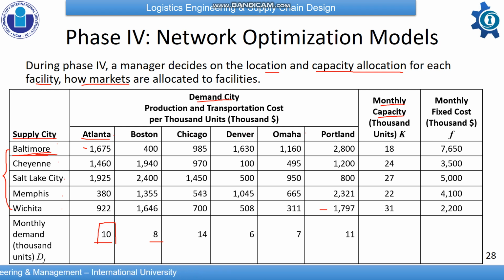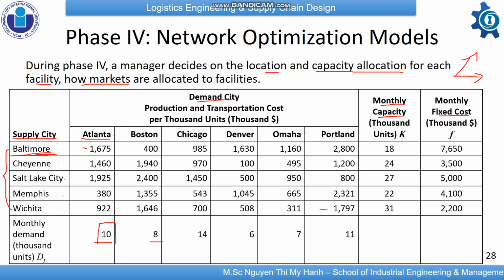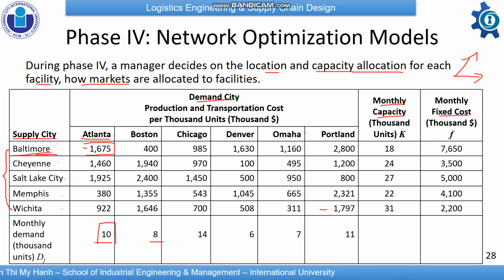Do you still remember that we have 2 types of cost? The first one is variable cost and the second one is fixed cost. Okay, the variable cost is the cost that varies. It depends on the quantity they produce or they sell. But the fixed cost is fixed, it does not vary.